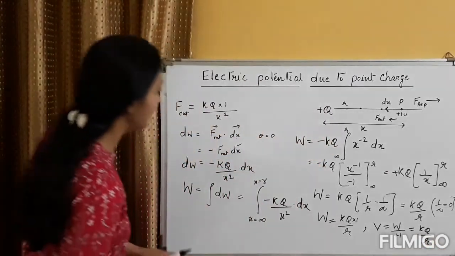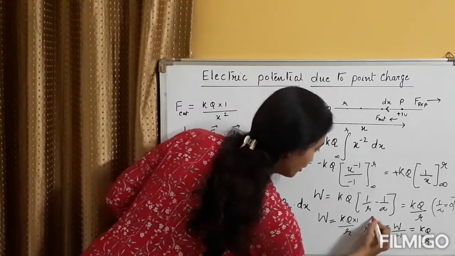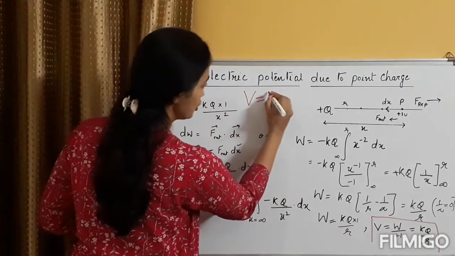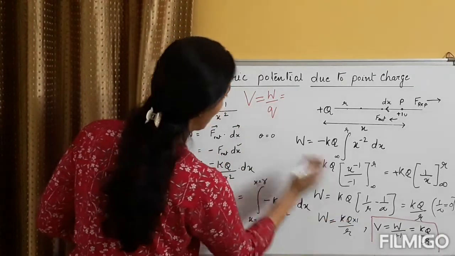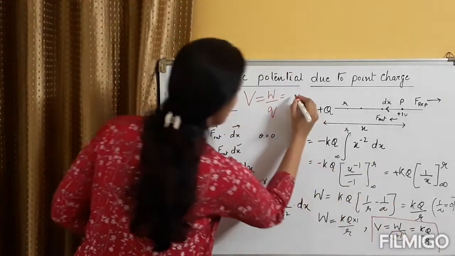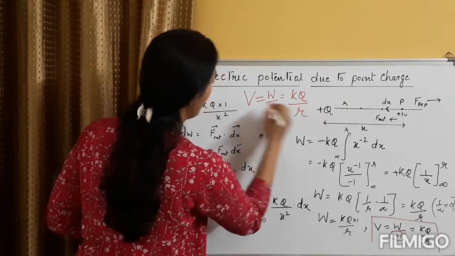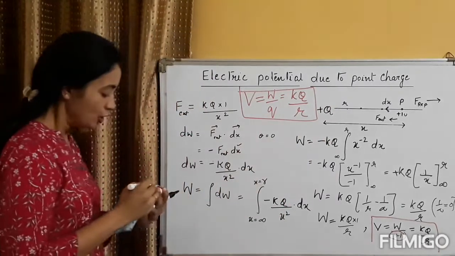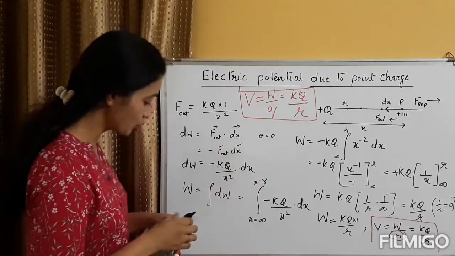So I would like to highlight it here. We have got the value of V, the potential due to a single charge, as W by Q, and W by Q is nothing but, here the charge which is getting shifted is plus 1 unit. So I am getting kq upon r. This is the result for potential due to a single charge.